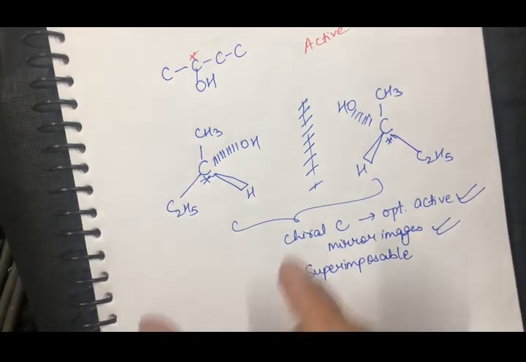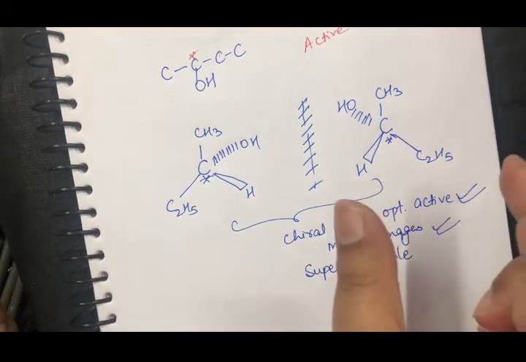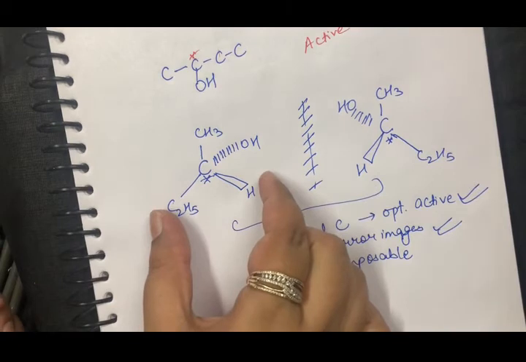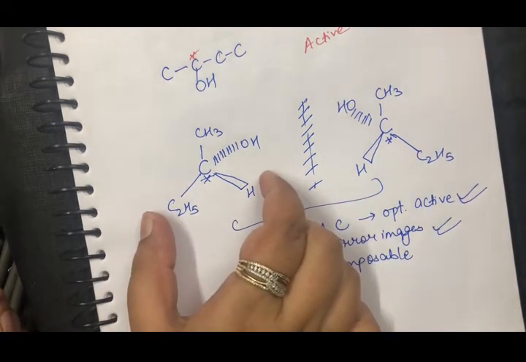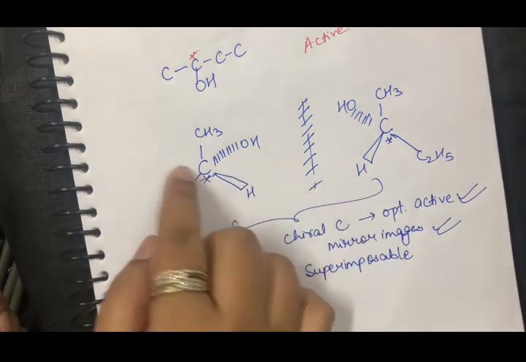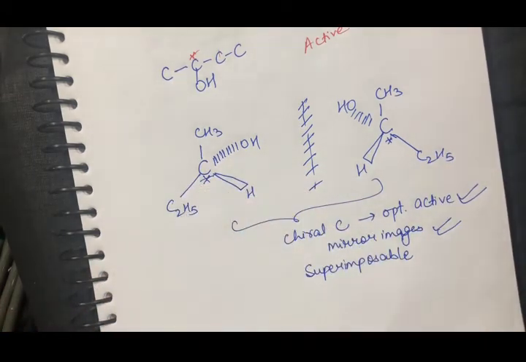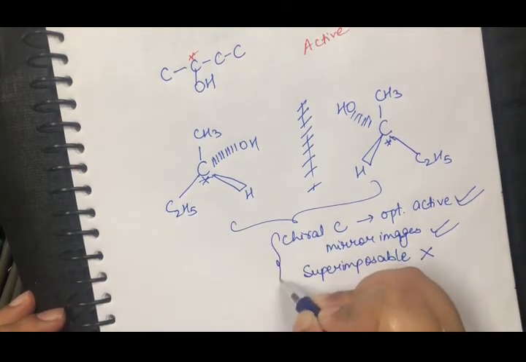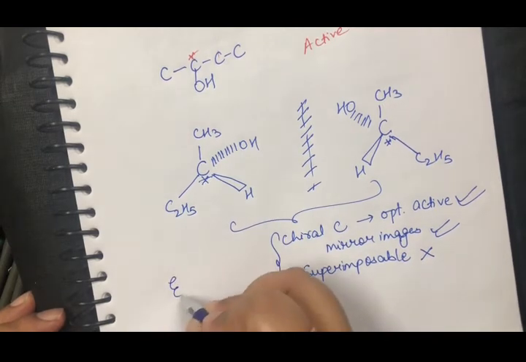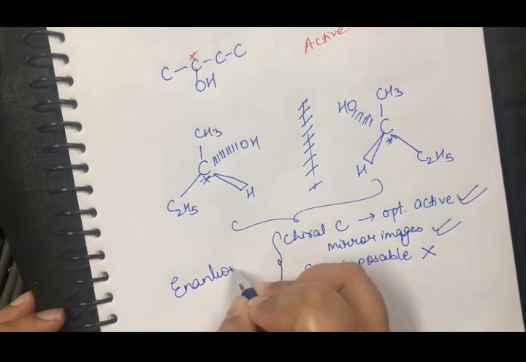Now what is that? If I pick up this compound from here and try to put it over this compound, will this compound completely overshadow this compound? No. Because if you put it like this, I'll still have one OH here, which means they are not going to coincide over each other. So are they superimposable? No. So when these three conditions are satisfied, we call that pair enantiomers.